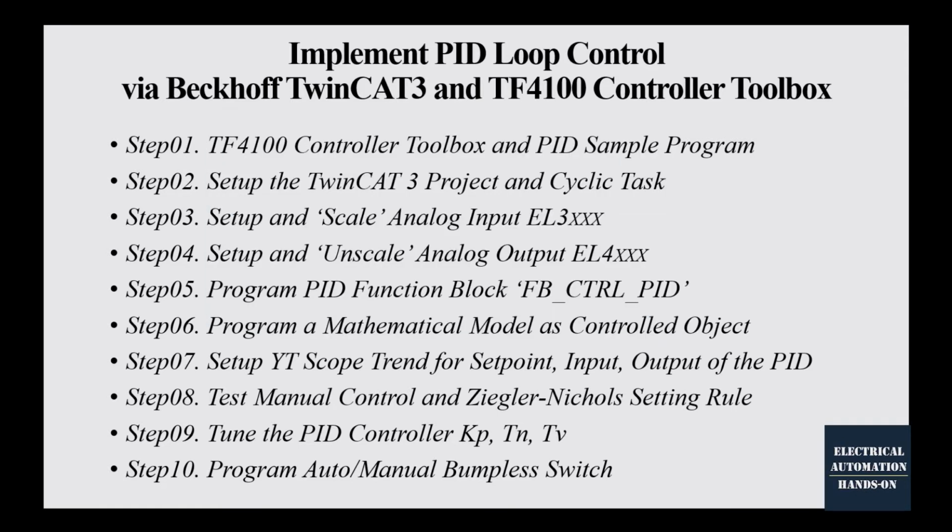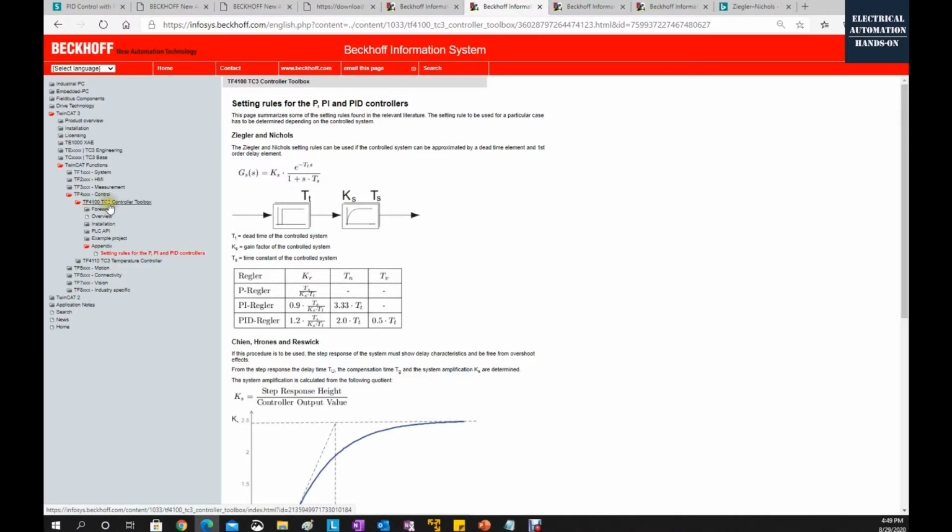As I introduced, we can find the detailed description of this Ziegler Nichols method on the Beckhoff website. Follow me, let's go to the Beckhoff website. Under this TL4100 TC3 controller toolbox, we can go to the appendix. Under this appendix, there is one section named the setting rules for the PID controllers, and it introduces 2 methods. One is this Ziegler Nichols method. As we know, one common way to calculate the PID parameters is this Ziegler Nichols method. Usually, I call that the first method.